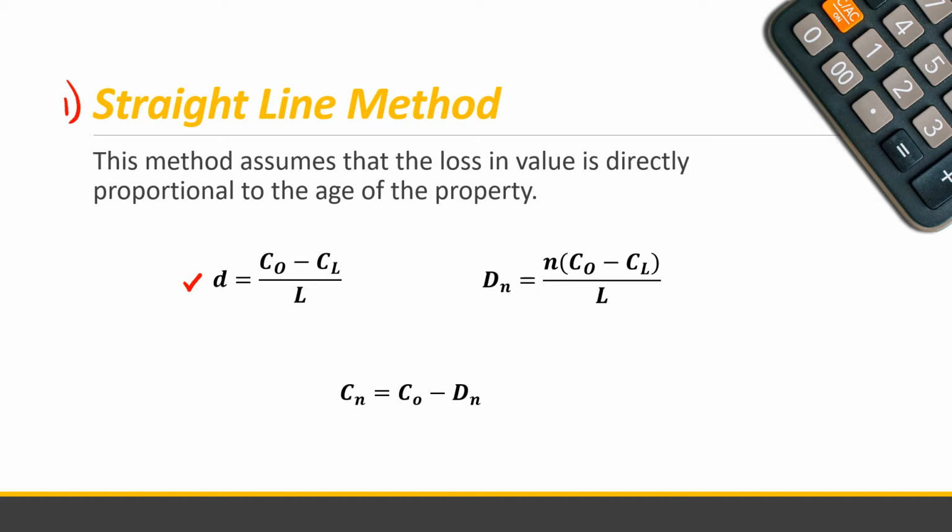And C sub N is C sub O minus D sub N. That is the book value at the end of N years: the original cost minus the depreciation at N years. So these are the three values. This is the most simple or most basic depreciation method, because the depreciation each year is equal, or linear, across all years. So you just identify how much the depreciation is, then every year you subtract the depreciation.